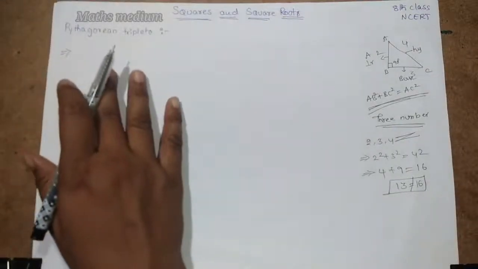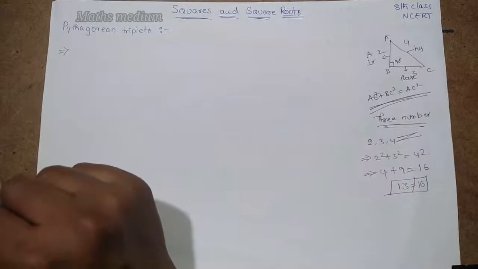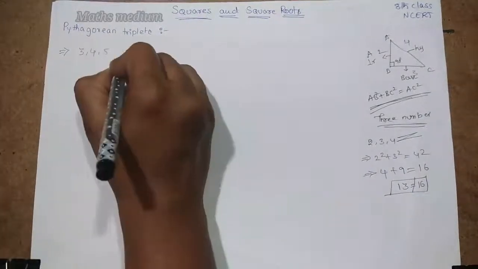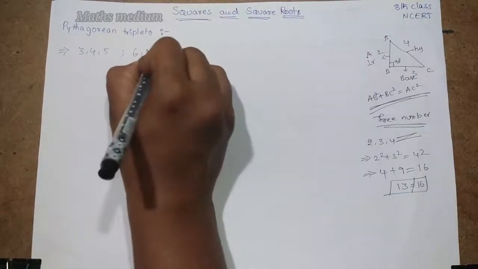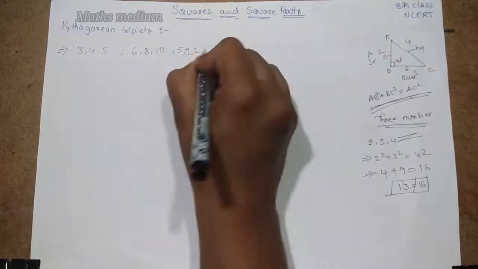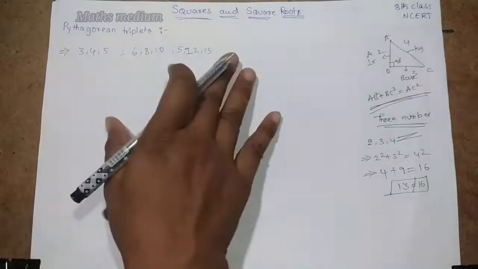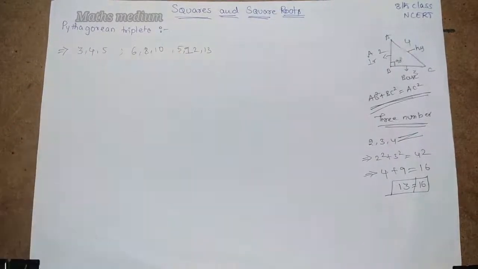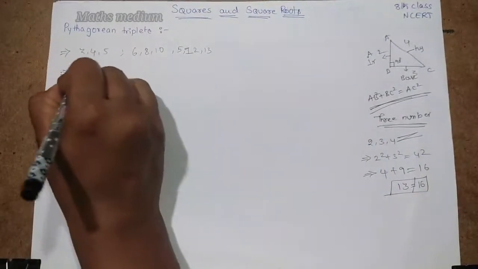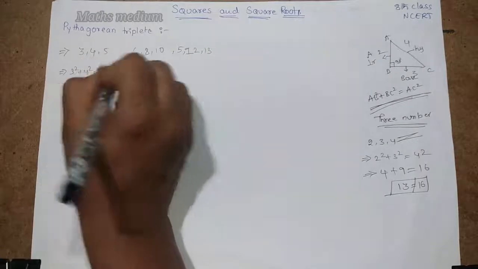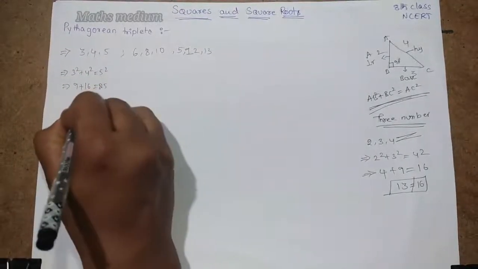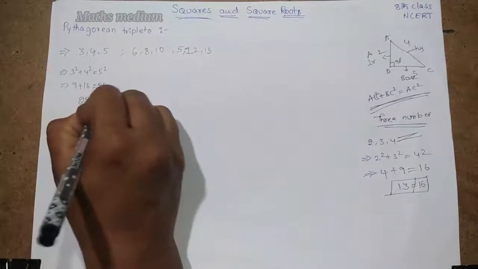In our natural numbers, we generally have Pythagorean triplets. Those are 3, 4, 5 and 6, 8, 10, 5, 12, 13. These are the Pythagorean triplets we generally use. If you check this method, 3 square plus 4 square is equal to 5 square. Here 9 plus 16 is equal to 25. 25 is equal to 25.